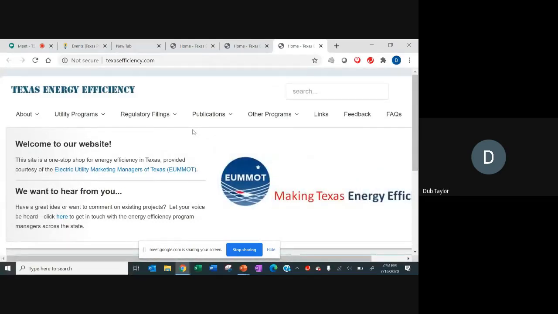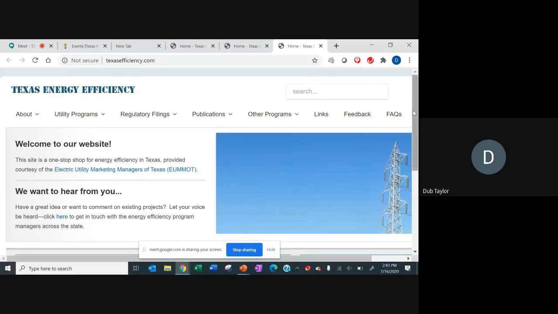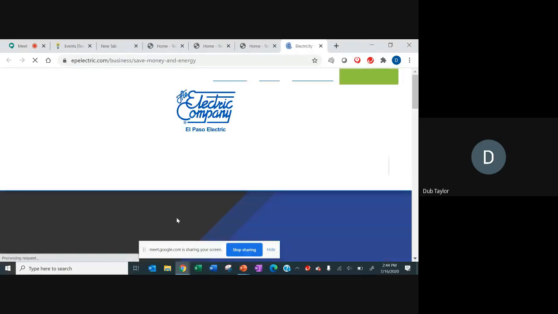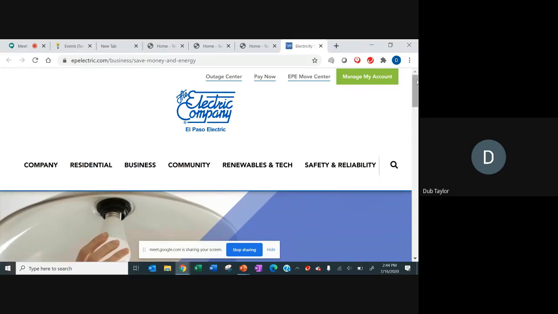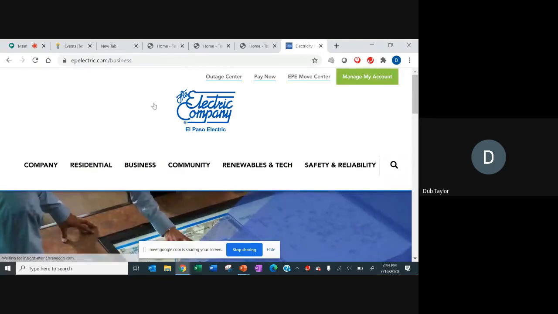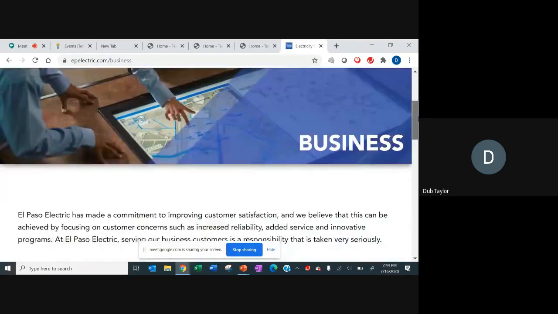So texasefficiency.com, what you'll see here is all about the utility programs. You can scroll down at the bottom, and I think this is particularly useful. All of the different investor-owned utilities' efficiency programs are linked here through these logos. So we'll see if we can click through. This will work. So El Paso Electric, for example, you can click straight there. You can go to their business programs, which would be applicable to commercial and PACE.